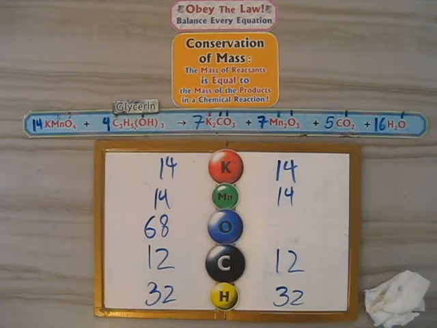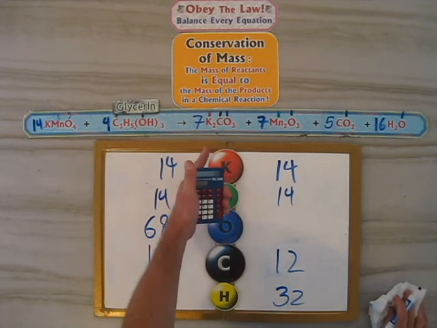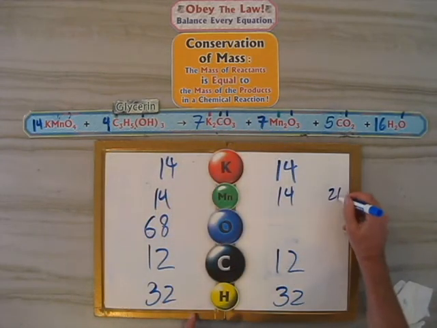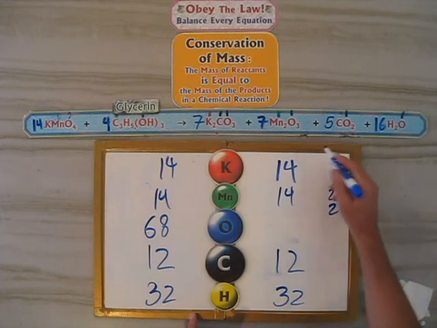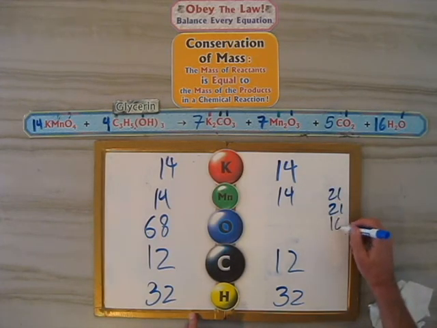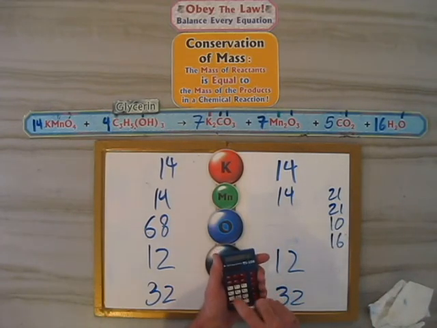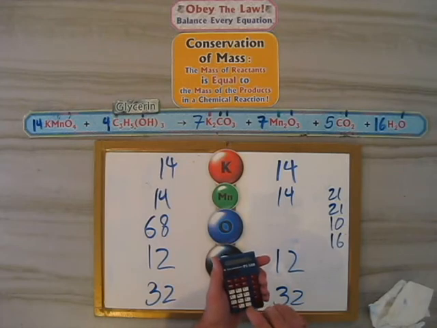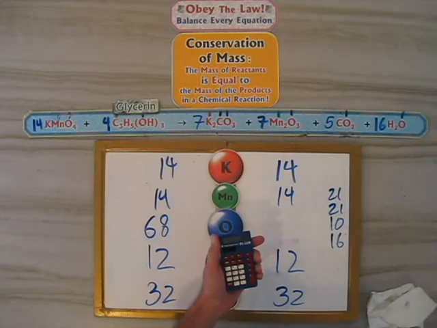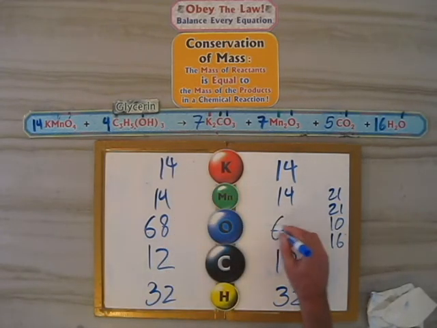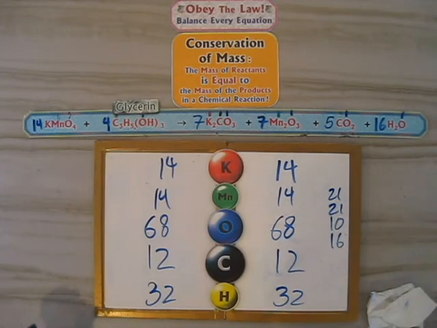That's a lot of oxygen. How many oxygen are on this side? Okay, so 7 times 3, 21. 7 times 3, 21. 5 times 2 is 10. And 16 more. Okay, well, let's see. 21 plus 21 plus 10 plus 16 gives, oh my gosh! Woo! 68! So, woohoo! Oh yes!